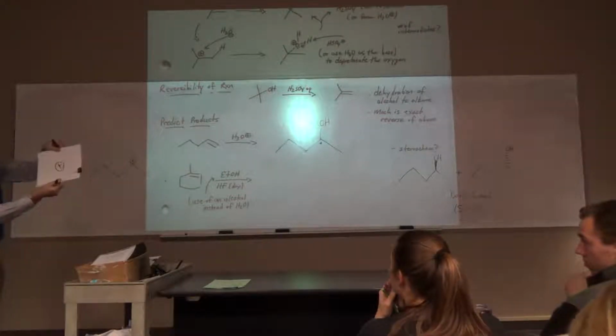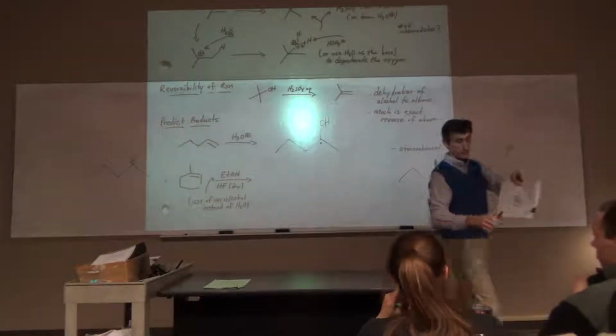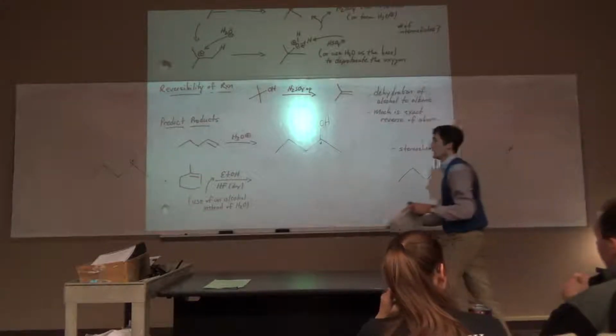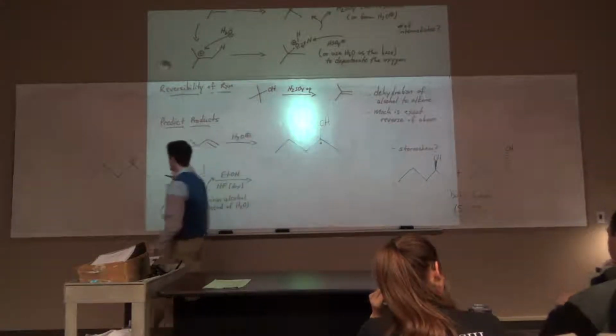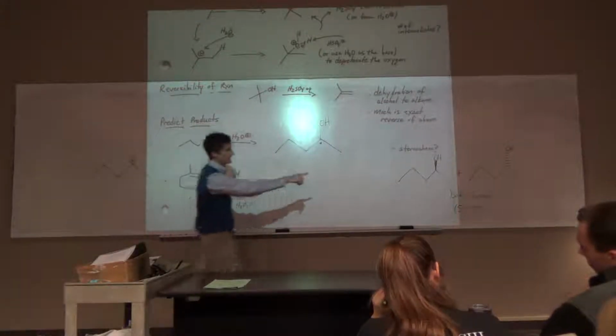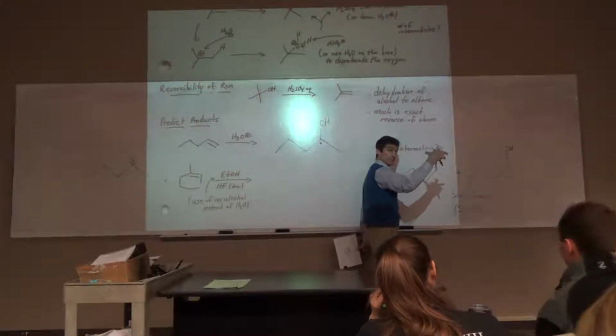You have a 50-50 chance. All right? Here we go. Water. You attack it this way, bond's that way. But you attack it this way, bond's that way. That's why you get both, because you can either attack from the front. If you attack from the front, which one are you going to get? This one. The new bond is from the front, pointing this way.